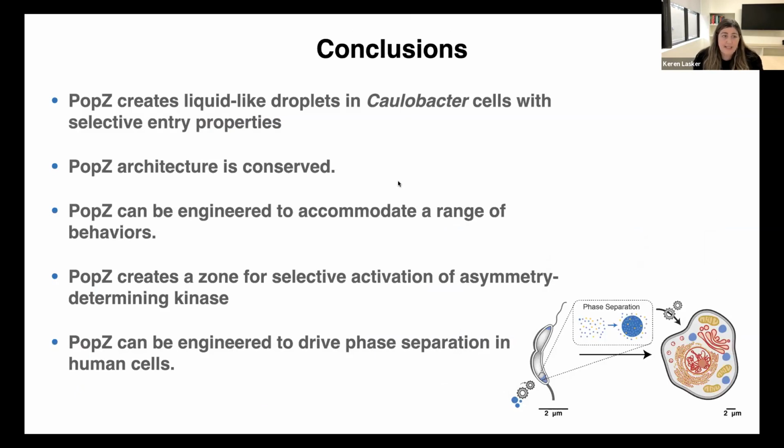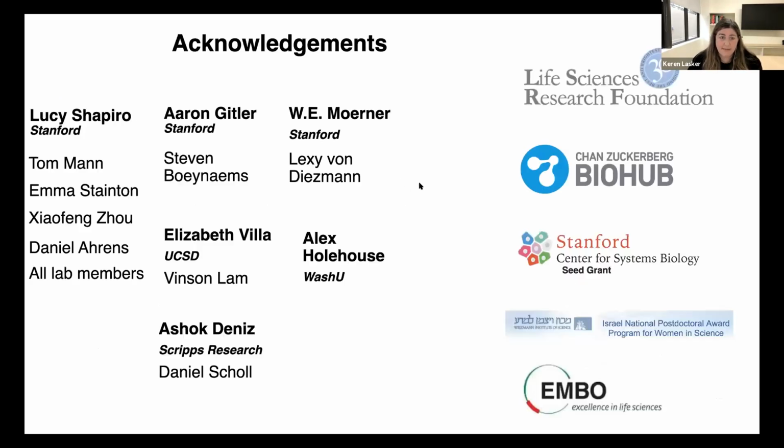So to summarize this talk, what I hope I've shown you is that POP-Z creates liquid-like droplets in Caulobacter cells with selective entry properties, that POP-Z architecture is conserved across alpha proteobacteria, and that POP-Z can be engineered to accommodate a range of behaviors. POP-Z creates a zone of selective activation of an asymmetry-determining kinase, essentially driving and reinforcing asymmetry in Caulobacter. And POP-Z can be engineered to drive phase separation in human cells.